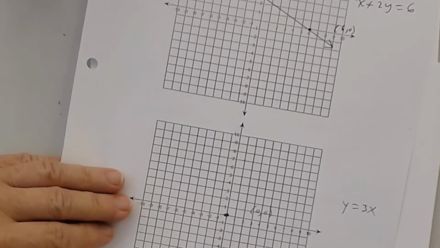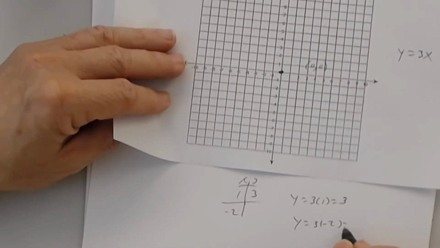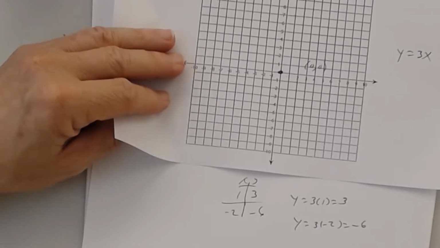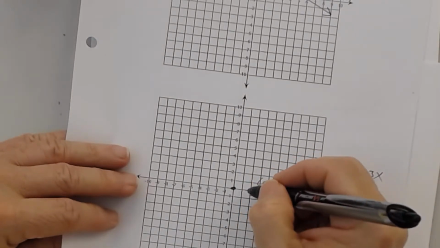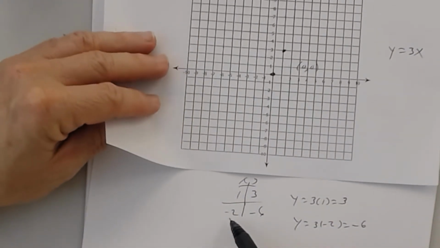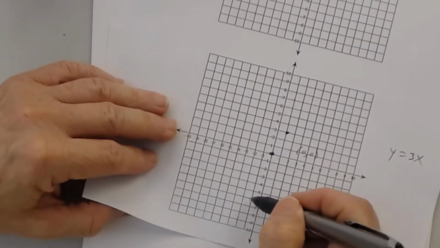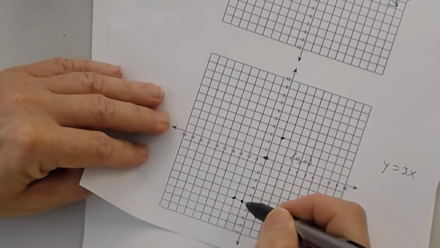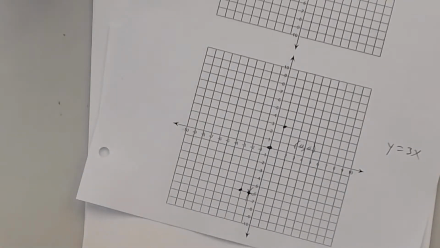So 3 or negative 2 does not matter. If you want to use negative 2, you'd say y equals 3 times negative 2, which is negative 6. But I just need one more, right? Okay. So if you chose 1, 3, you go to the right 1, up 3, and then you draw your line. If someone else had chosen negative 2, negative 6, notice it does not matter. It does not matter which point you use, it will all lie on the same line.